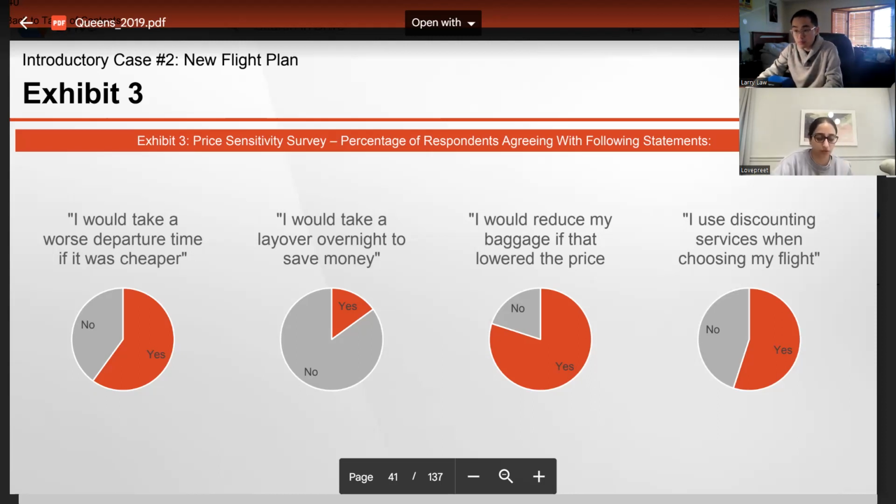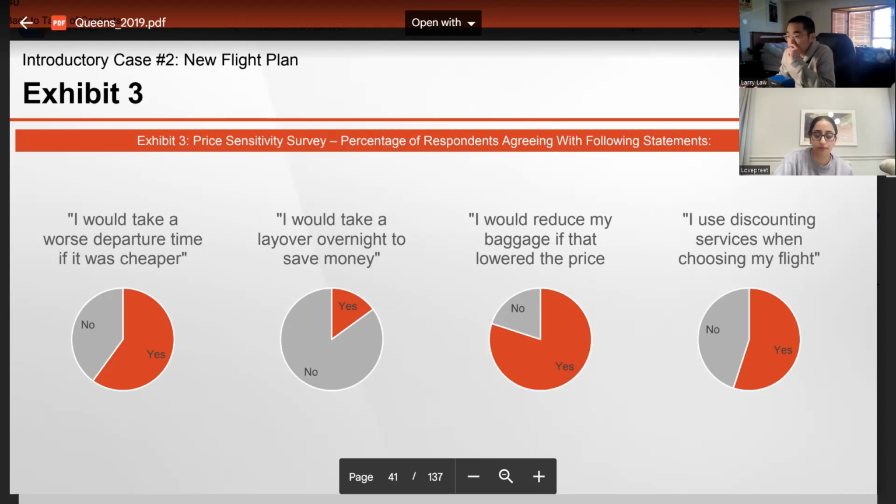We can charge our customers a cheaper fee if they're willing to use a worse time, so we can do more research about what a worse time may be. Maybe that's a really early time or a time in the evening, and then we can charge them a cheaper flight. Our customers would not like a layover overnight to save money, so that's not really an option for us. And then customers are willing to reduce the number of bags they take for a cheaper price.